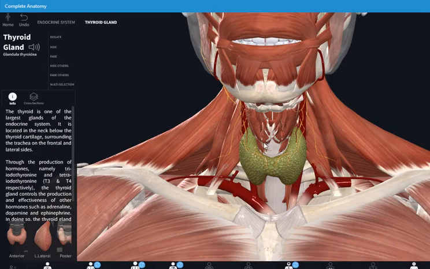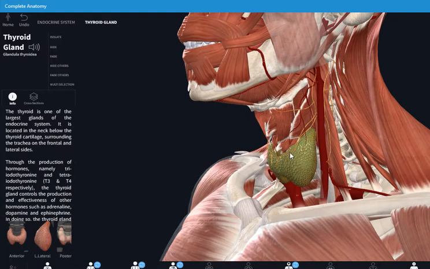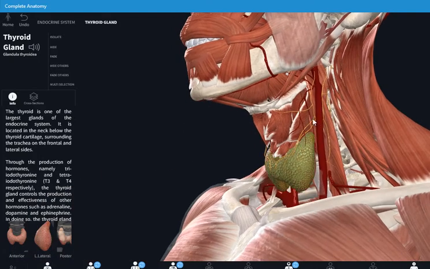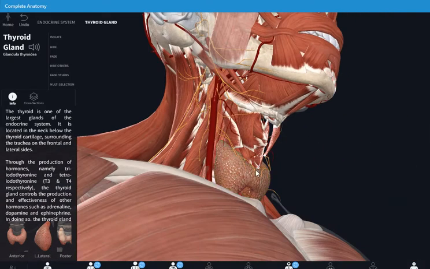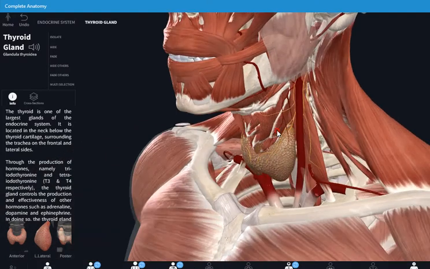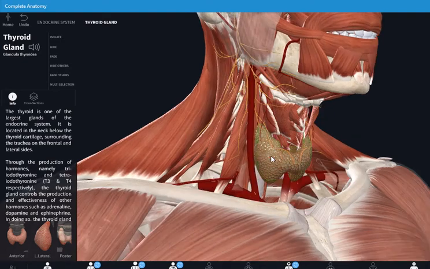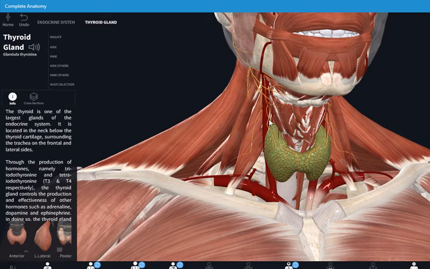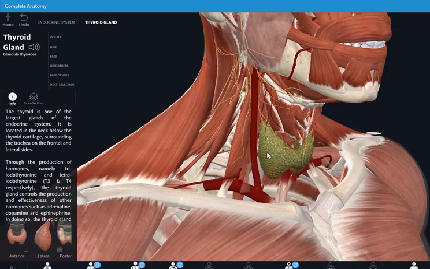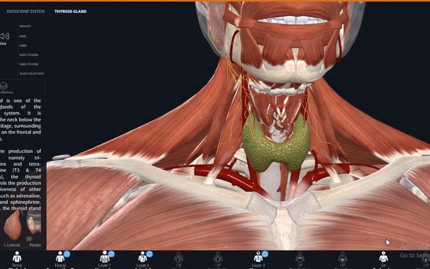Now we see that the nerve involved in the supply of the thyroid gland is the superior thyroid nerve, and the arteries are the superior thyroid artery and the inferior thyroid artery. The inferior thyroid artery comes from the thyrocervical trunk. The superior thyroid artery comes from the external carotid artery. For the venous drainage, we have the superior thyroid vein, the middle thyroid vein, and the inferior thyroid vein. The superior thyroid vein drains into the internal jugular vein, the middle also into the internal jugular vein, and the inferior drains directly into the subclavian vein.